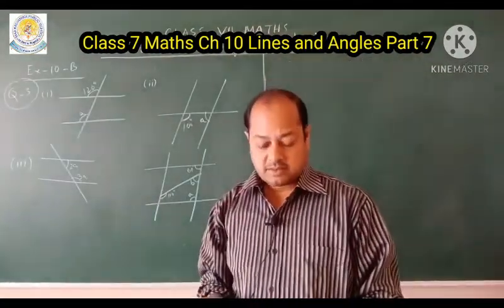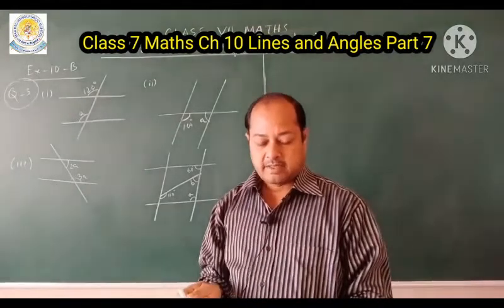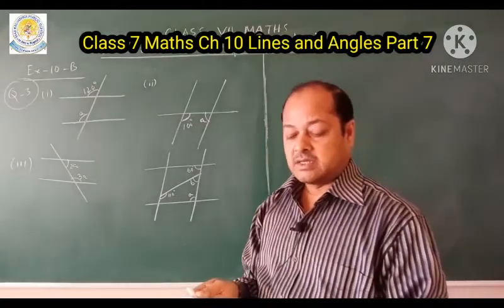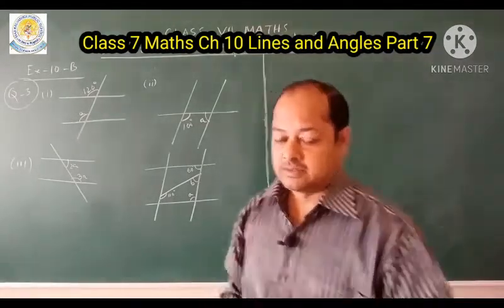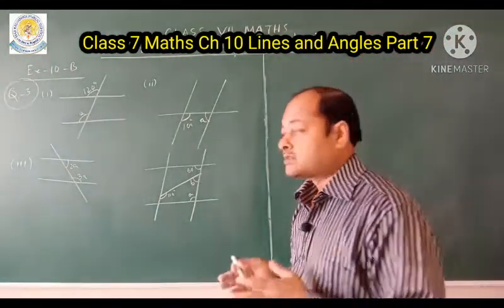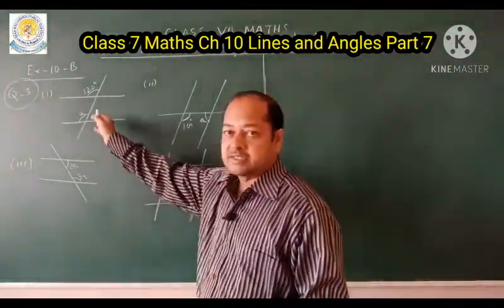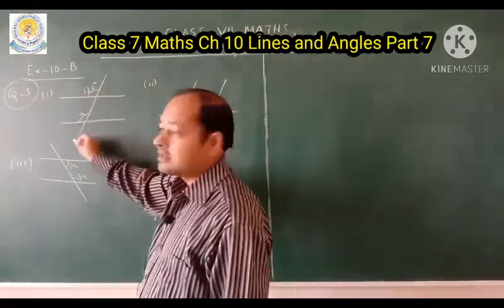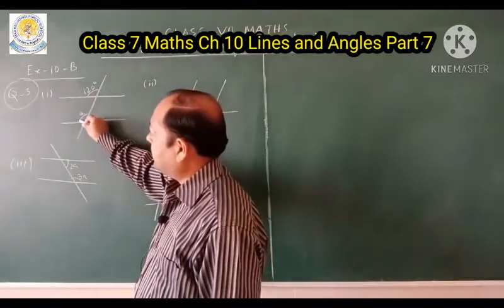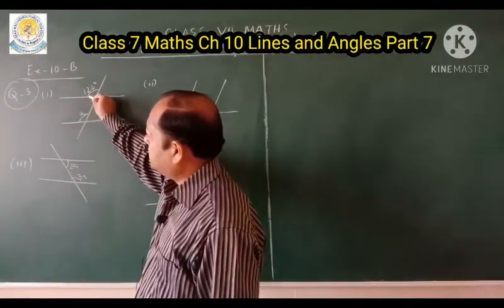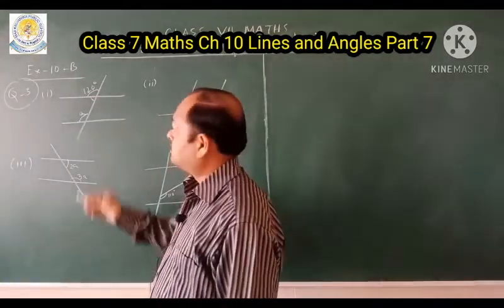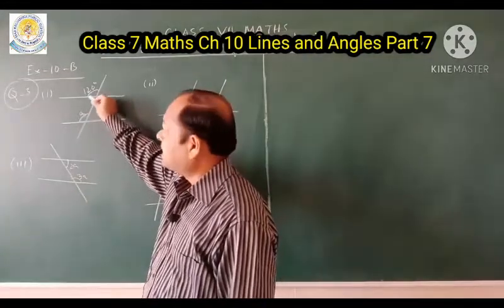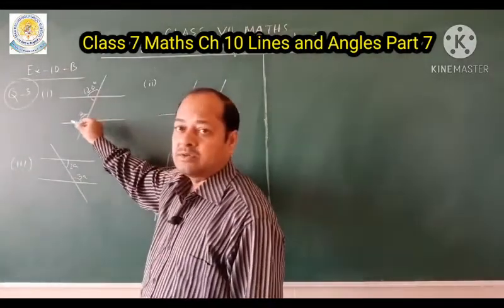Okay, now students, we are going to discuss question number 3. It says interior angles on the same side of the transversal, also called co-interior angles. So based on this concept, we have to solve question number 3. Look at the first diagram. Here it is given, these are the parallel lines and this is the transversal line. So A plus this angle will be the same, because co-interior angles means the same side of the transversal and inside the parallel lines, whose sum is 180 degrees.